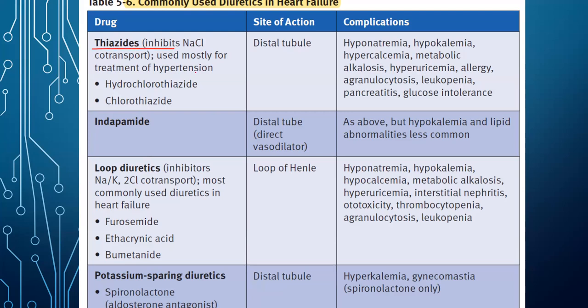So the common one is thiazide diuretics. Thiazide diuretics have a lot of side effects as well. It can cause hyponatremia, hypokalemia, but it can increase the calcium. It can cause increased uric acid, which means it can aggravate gout. It can cause agranulocytosis, and also it can increase the possibility of hyperglycemia. So glucose intolerance can be there. So sodium and potassium can go down, calcium can go up, uric acid can go up, agranulocytosis and glucose intolerance.